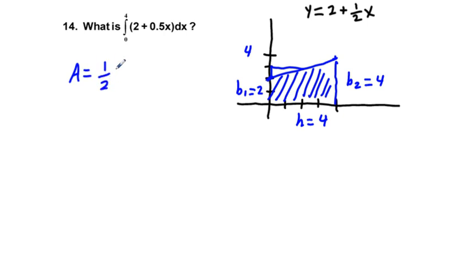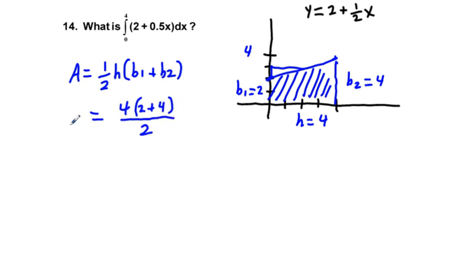And so the area is going to be 1/2 the height times b1 plus b2, and that's going to be equal to, our height is 4, and b1 is 2, and b2 is 4, divided by 2. So that gives us 4 over 2 canceled to be 2 in the numerator. So we have 2 times 6 equals 12. So that is our area.